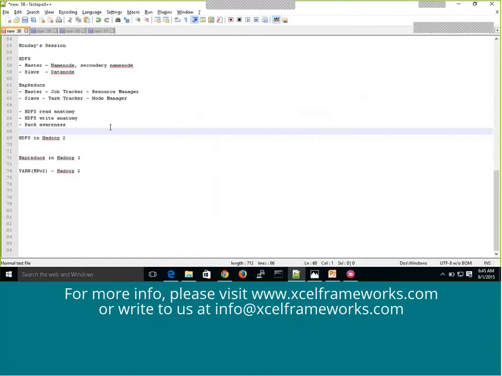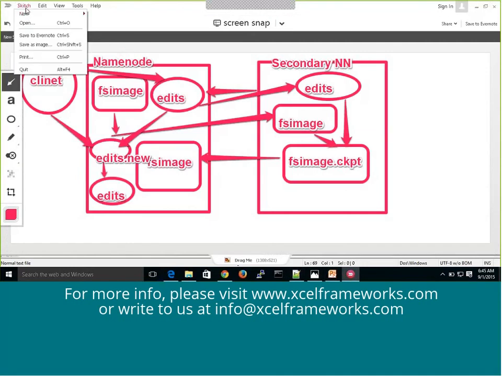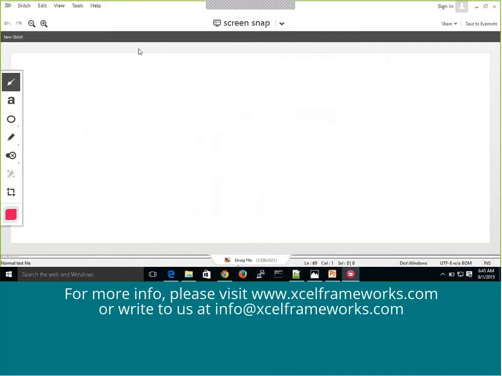So we talked about the checkpoint function also. Okay, now let's go straight into Hadoop 2. Let's start drawing. This will take a lot of time. Let me see if I have a diagram in here. Okay, let's show you this part.